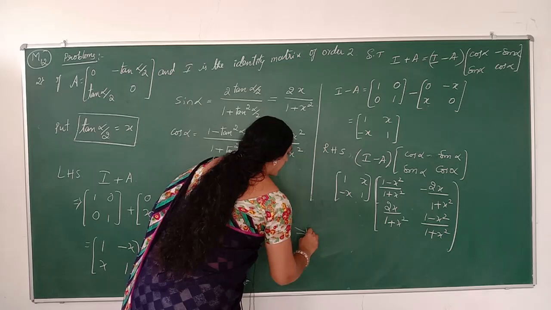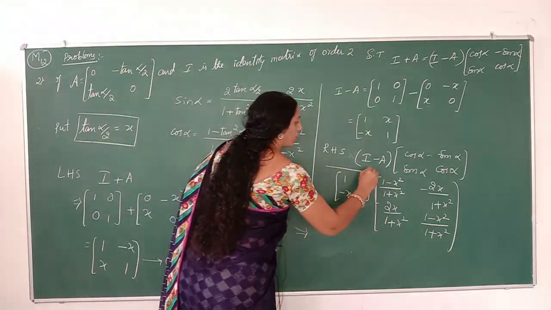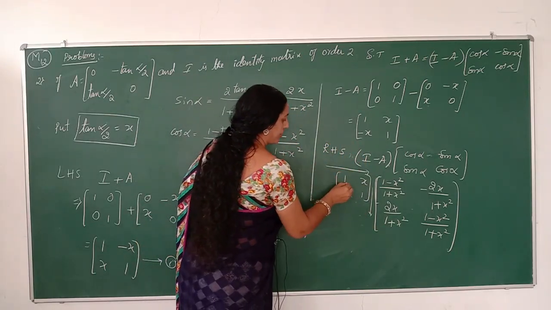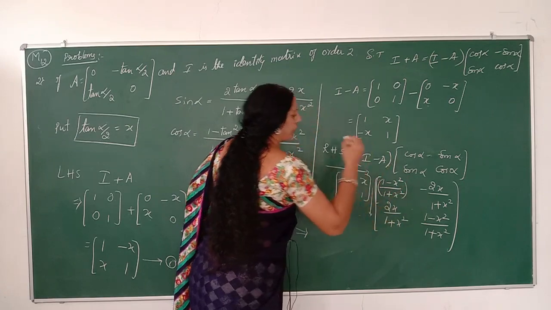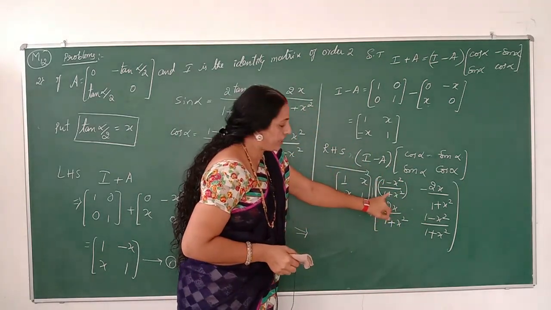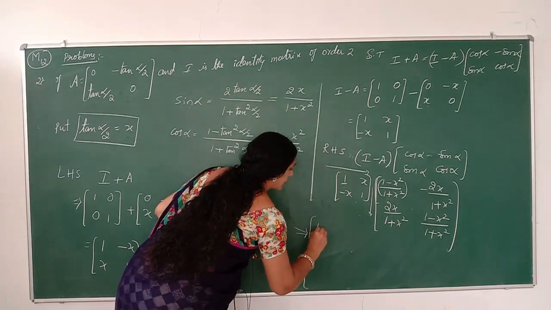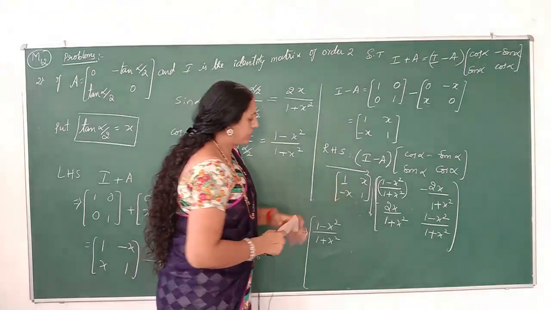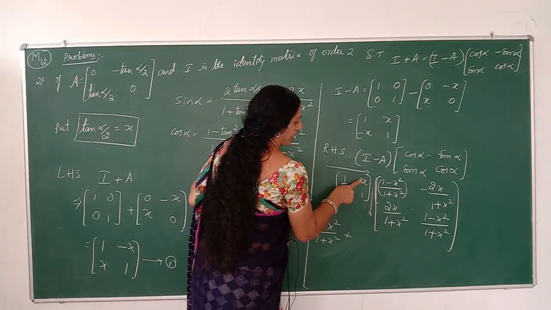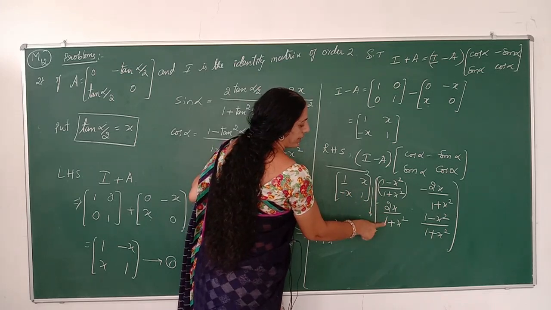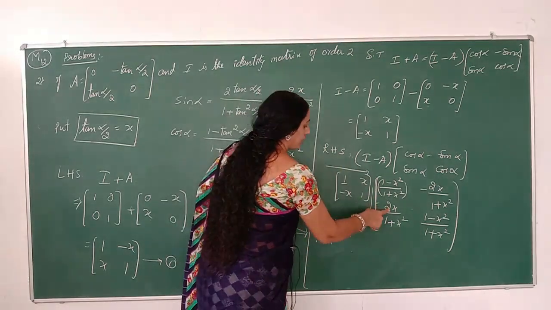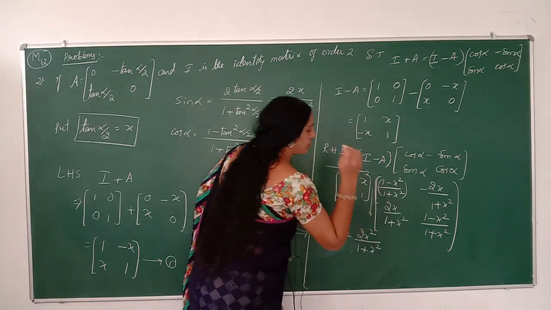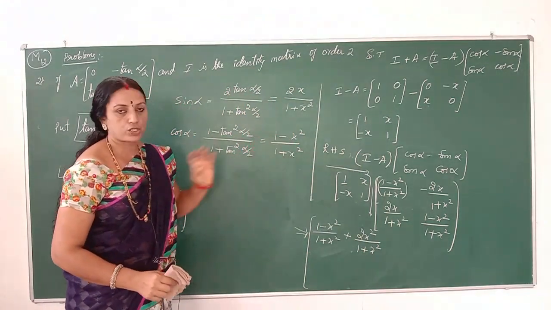Then these two matrices are multiplied with each other, row with column wise. First row, first column: the first element is 1 into 1 minus x square divided by 1 plus x square, that is 1 minus x square divided by 1 plus x square, plus the second element x into 2x divided by 1 plus x square. So x into 2x is 2x square divided by 1 plus x square. That is first row, first column.